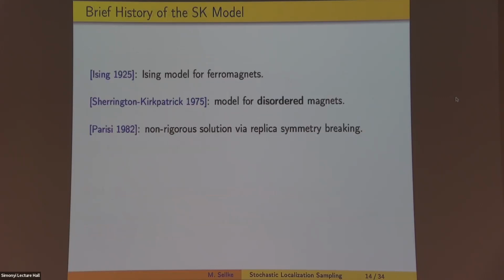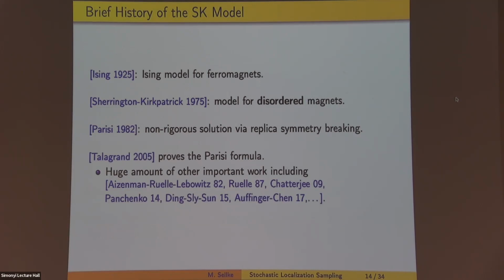Okay, so let me give a brief history. The Ising model is quite old, of course. The SK model is about 50 years old. It's a model for disordered magnets where the interactions between pairs of atoms are kind of random and not so nice and ferromagnetic. Parisi gave a non-rigorous solution based on replica symmetry breaking, which recently won him a Nobel Prize. There's been a ton of math on this model since then, including Talagrand's proof of the Parisi formula for the free energy. So we know a fair amount by now.